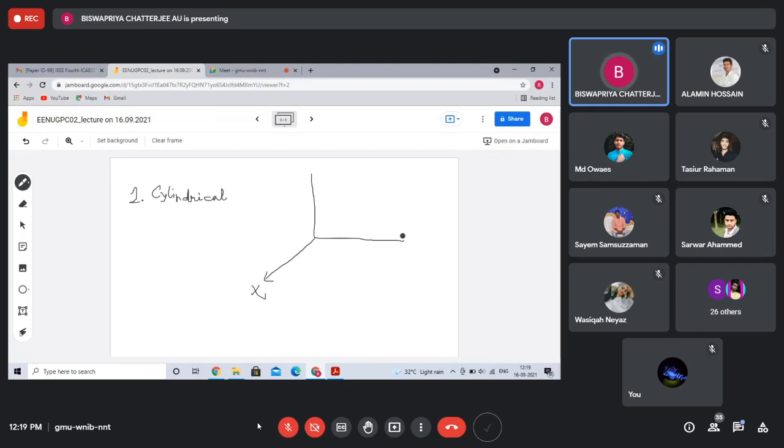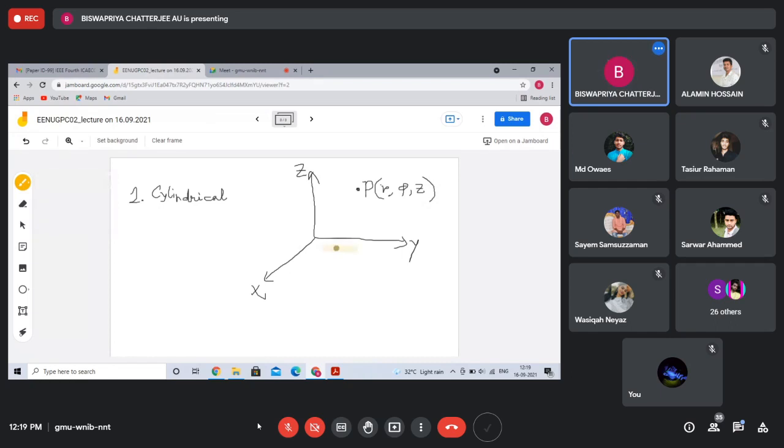So say the same three axes x, y, z. Now the same point P. This time, instead of using x, y, z, we use some different variables: r, phi, z. What is r, phi, z? The first variable is r, the second variable is phi, and the third variable is z. Now let us define what r, phi, and z are.